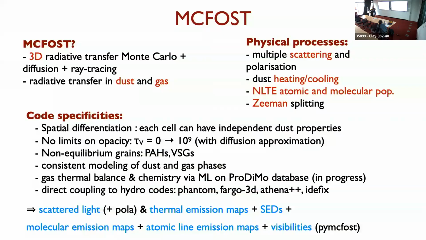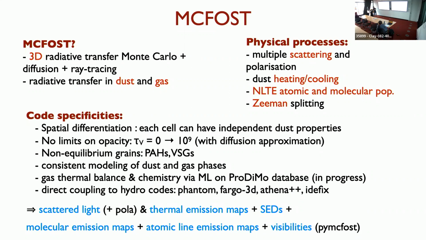So MCFOST is a 3D radiative transfer code. It uses the Monte Carlo method to sample the specific intensity. In the region where it's very optically thick, it can use some diffusion scheme, and the observables are produced using a ray tracing method. And it does radiative transfer in dust and in gas, so in continuum and line. So it does multiple scattering and polarization. You have dust heating and cooling, non-LTE atomic and molecular population levels. And if you need to, there's some Zeeman splitting now.